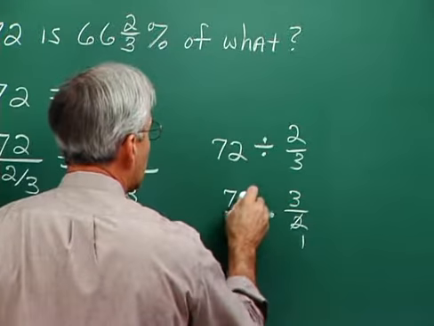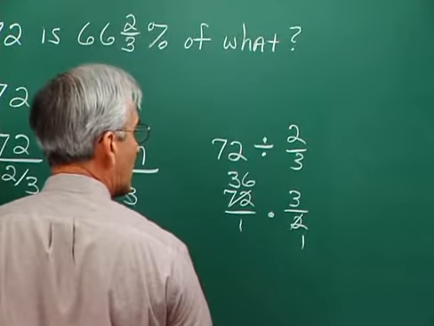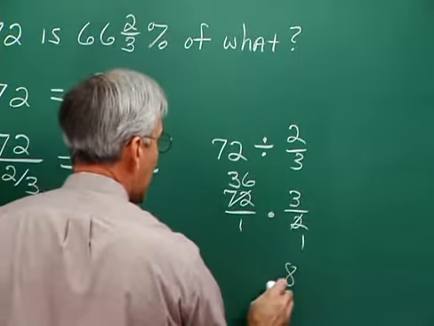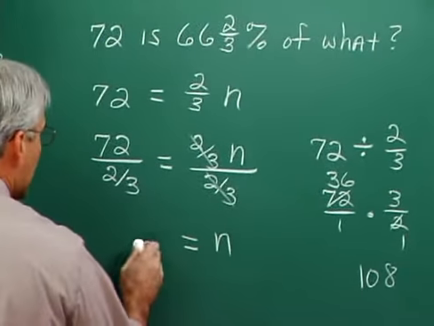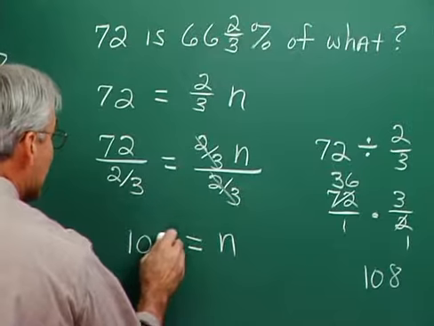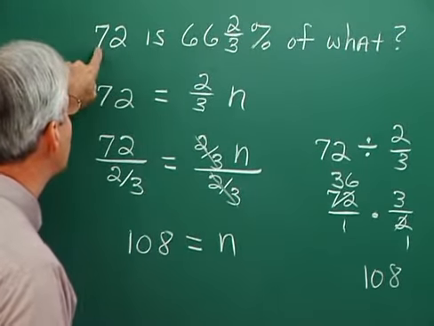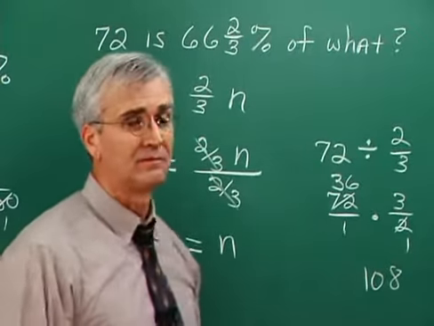2 into 2, 1. 2 into 72 is 36. Now we have 36 times 3. Well, 3 times 6 is 18. Carry 1. 3 times 3, 9, and 1, 10. So this is 108. We slide back over here, and we find the value of n is 108, and we are answering the question. 72 is 66 2/3% of 108.